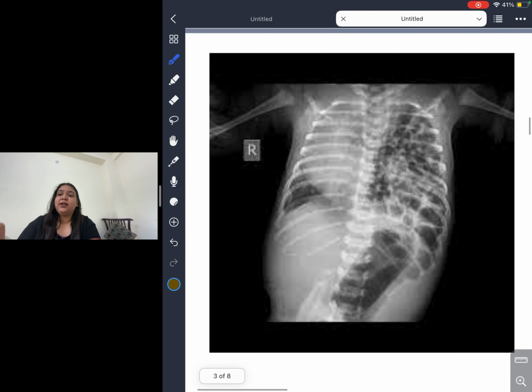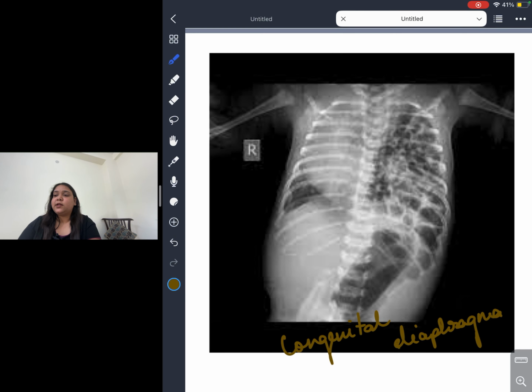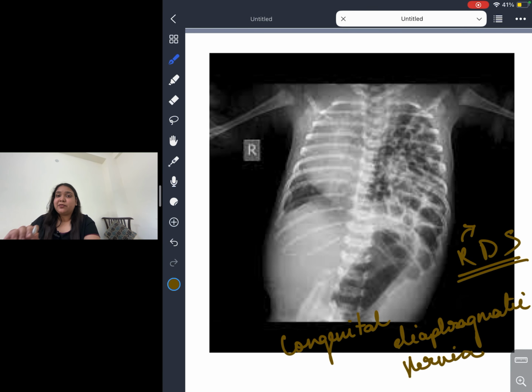So this condition here is congenital diaphragmatic hernia. And here you can also find a triad called RDS. I named it RDS. R refers to respiratory insufficiency, D refers to dextrocardia, and S refers to scaphoid abdomen.